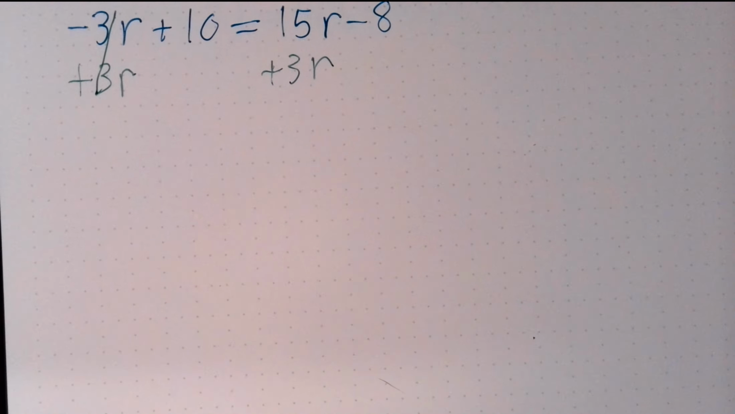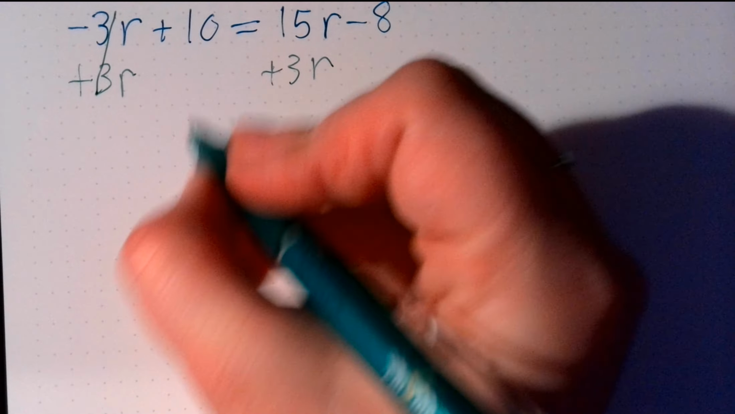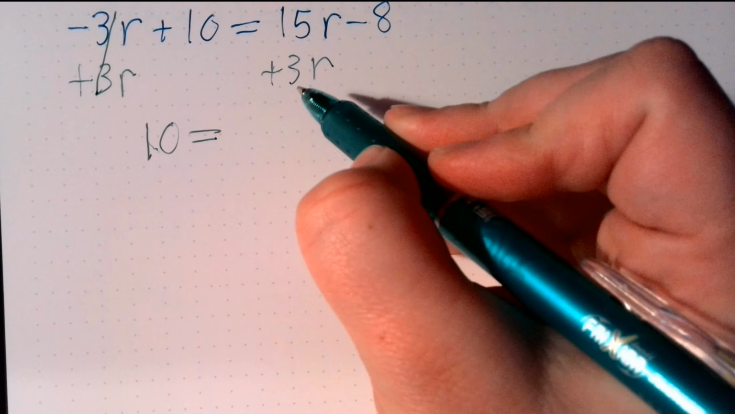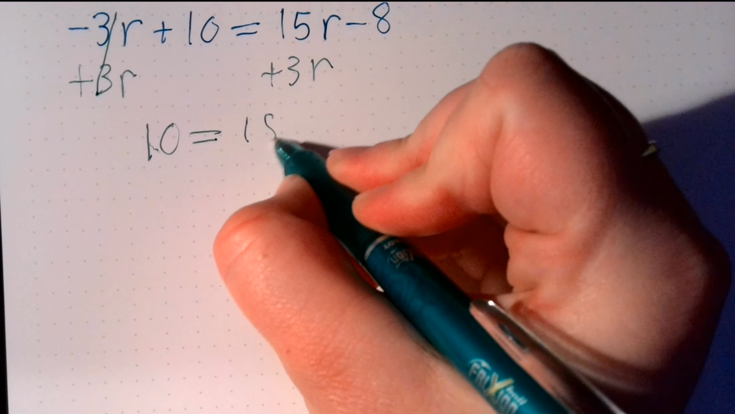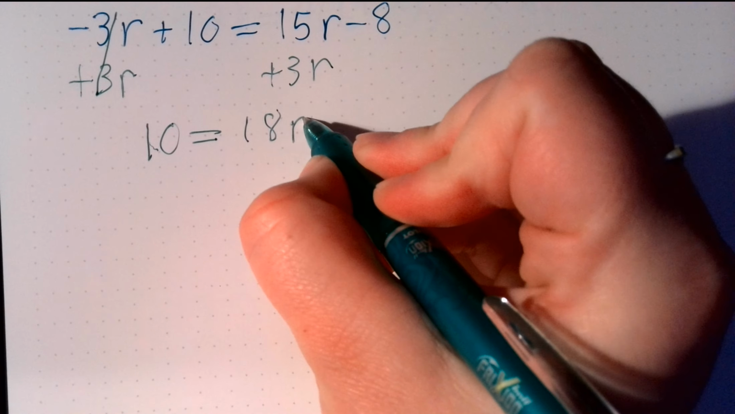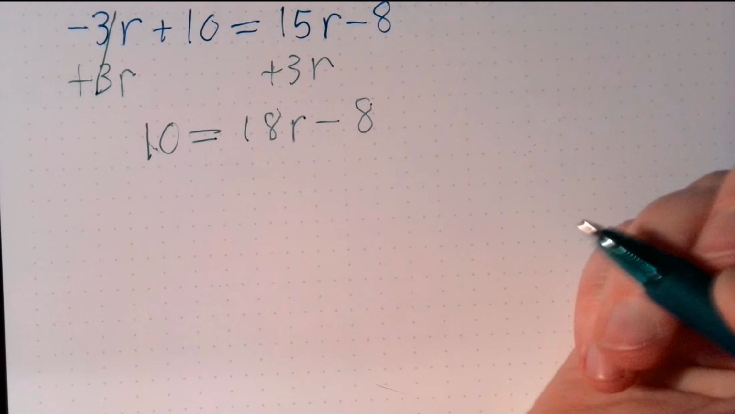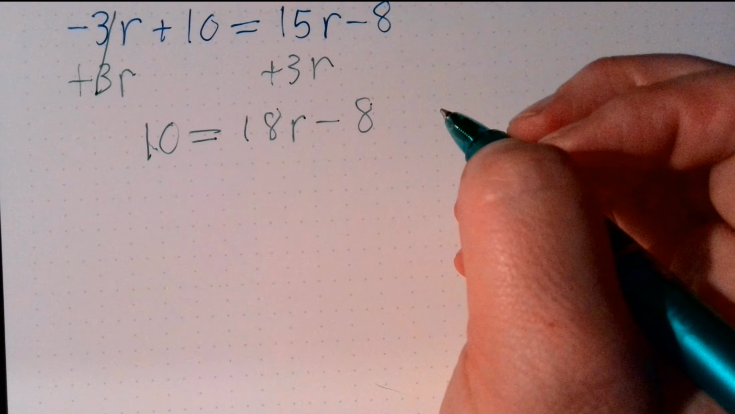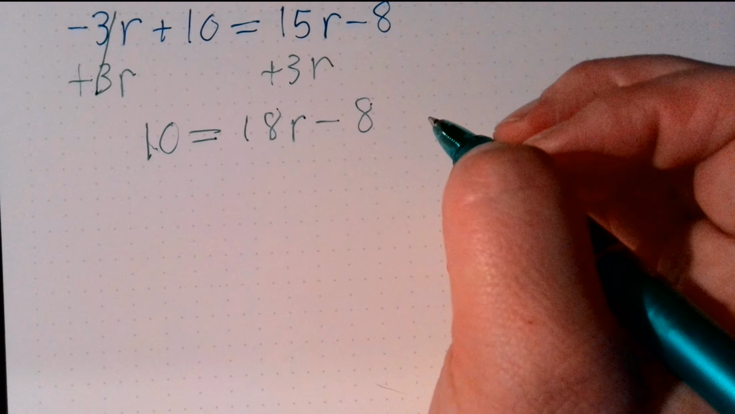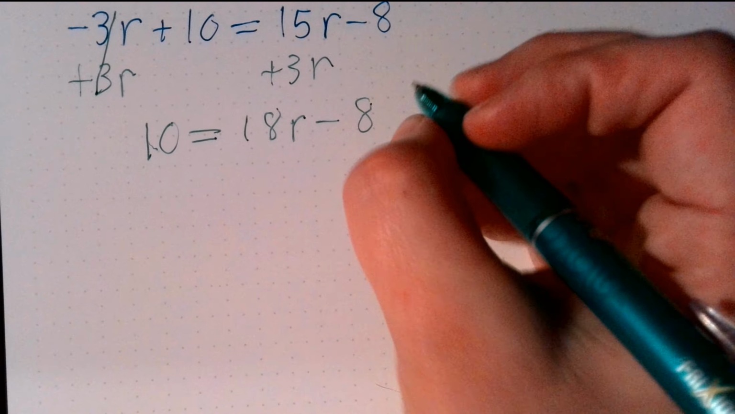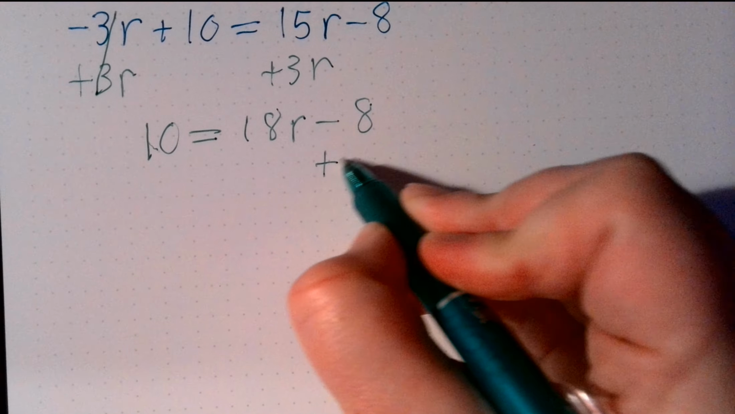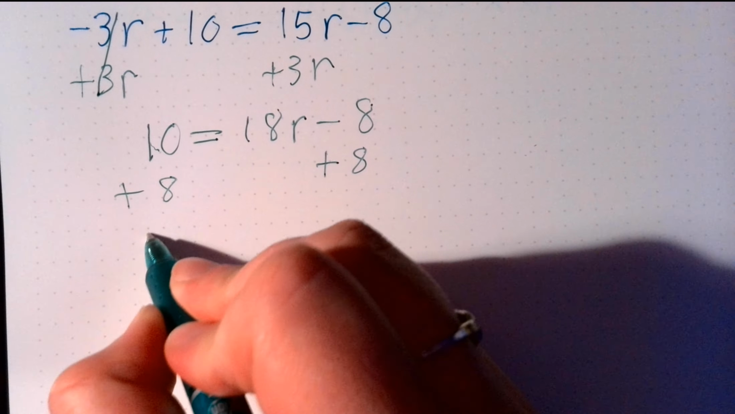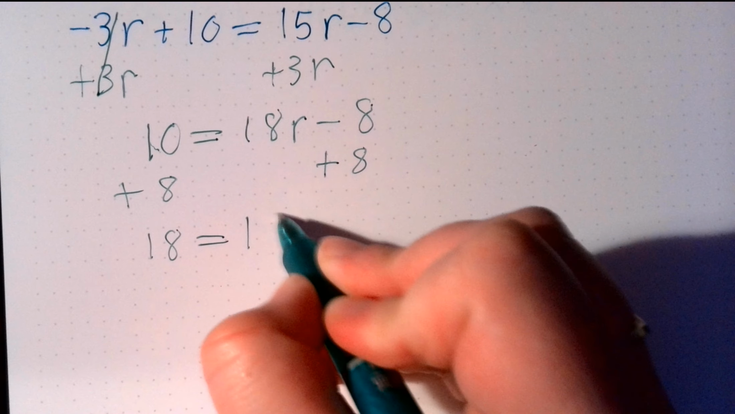Okay, it cancels out here, making that 0. All I'm left with is 10 equal to 15 plus 3, which is 18r minus 8. Next up, move away the constants by doing its inverse operation, so negative 8. Add 8 to both sides. 10 plus 8 is 18, equal to 18r.